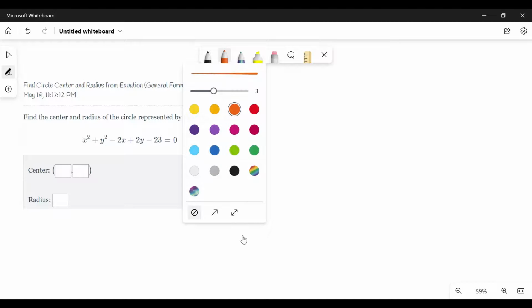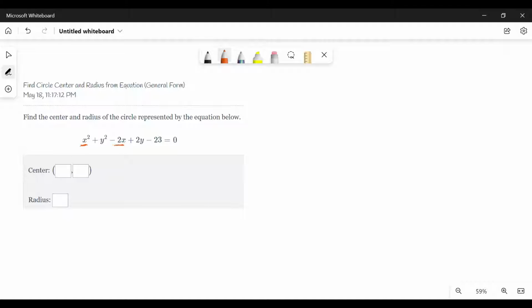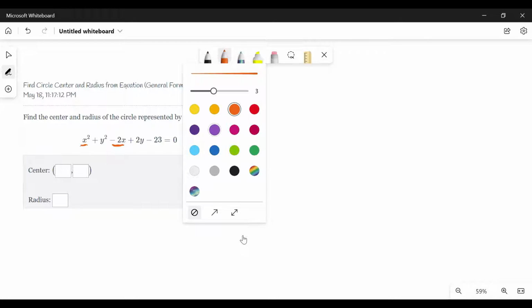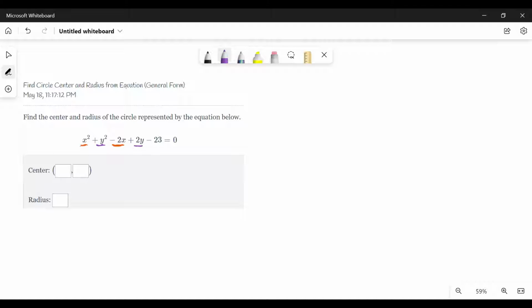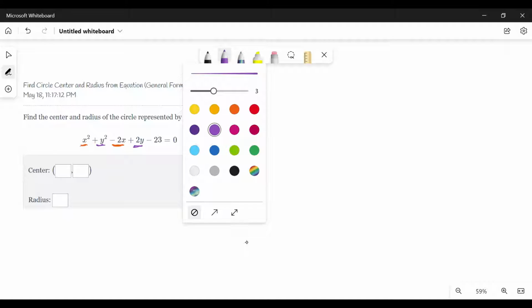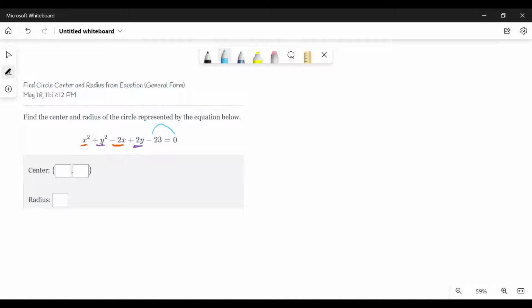Alright, so the first thing we want to do is rearrange our equation so that our x terms are together and our y terms are together, and we want to bring our constant over to the other side of the equation. And notice it's a negative over here. So once we bring it over, it will become a positive. So the sign changes to the inverse. Alright, so let me go ahead and rewrite x squared minus 2x.